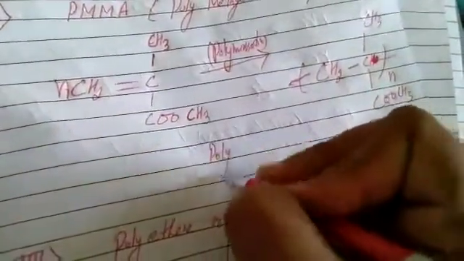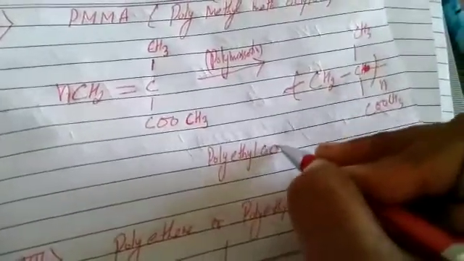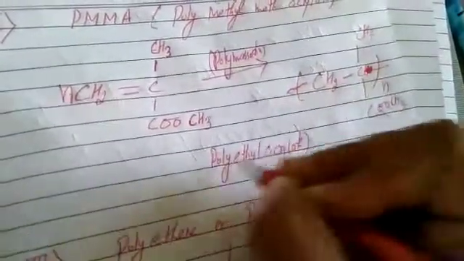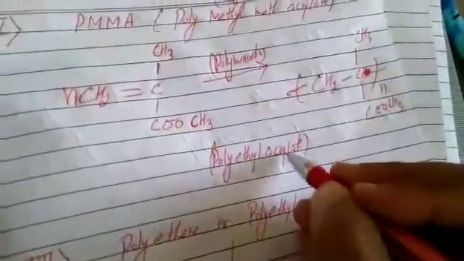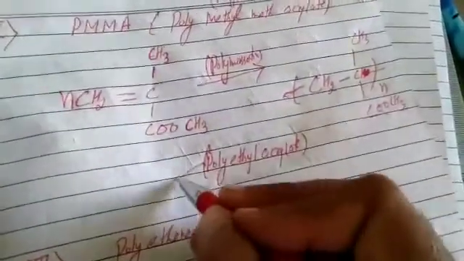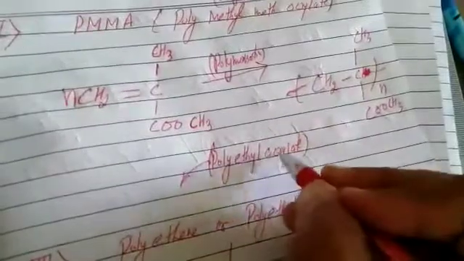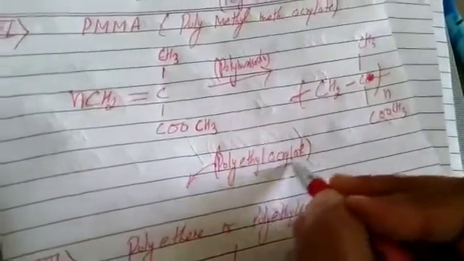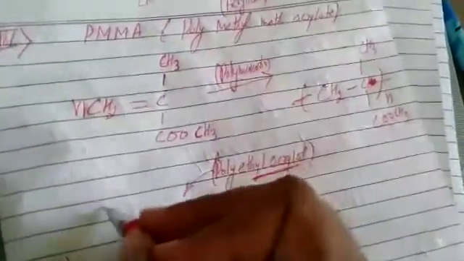Students, one polymer is polyethyl acrylate. That's not in your syllabus but related to it. Polyethyl acrylate, please do it also. That's again for your assignment. It's clear its monomer is ethyl acrylate.